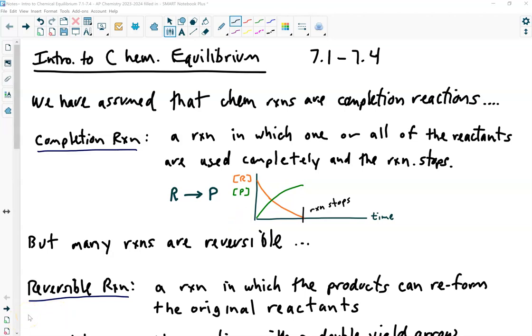Okay, so up till now, we've kind of assumed that most chemical reactions are what we would call completion reactions, right? What's a completion reaction? It's a reaction in which one or all of the reactants are used up and the reaction stops. Think of a limiting reactant situation that you may have learned about in the past, right? You have a certain amount of reactant and the concentration, here's your rate. That looks like nice first order or maybe second order kinetics, right? So the reactant concentration is going to go down and then the product concentration is going to go up. But as soon as the reactant runs out, there's no more product to be made and we say the reaction stops, okay? So that's what a completion reaction is.